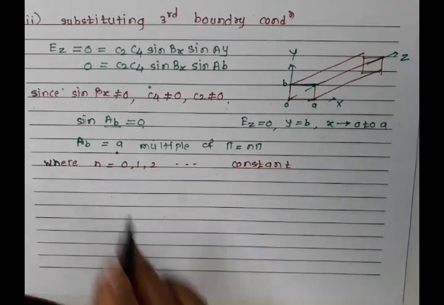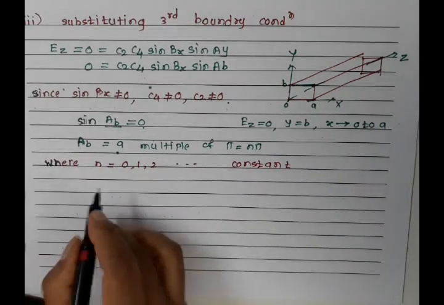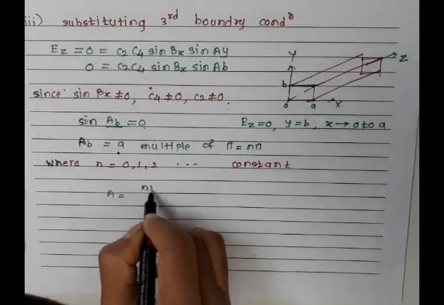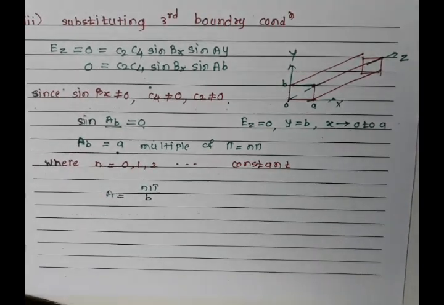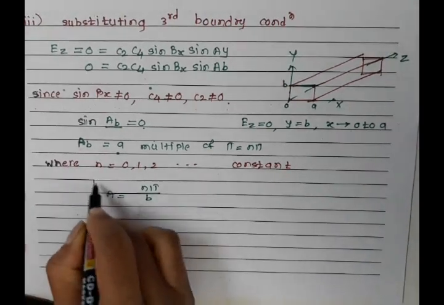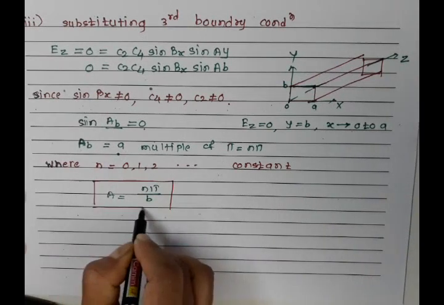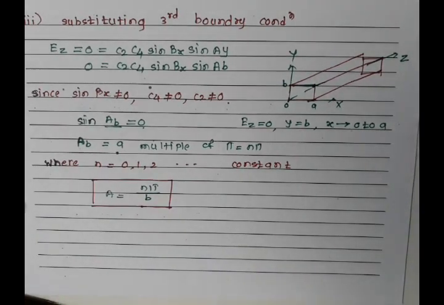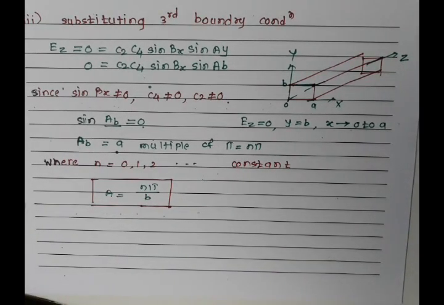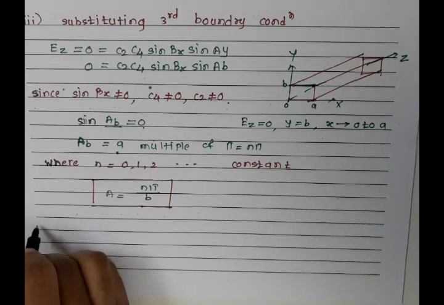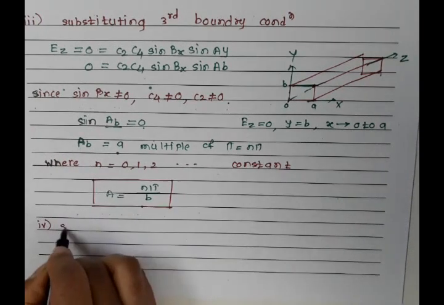Now what will be the value of A here? A is equal to n pi by B. So I have got something by applying the third boundary condition, that A must be n pi by B. So this is all about the third boundary condition. Now applying the fourth boundary condition. We have solved three boundary conditions till now.